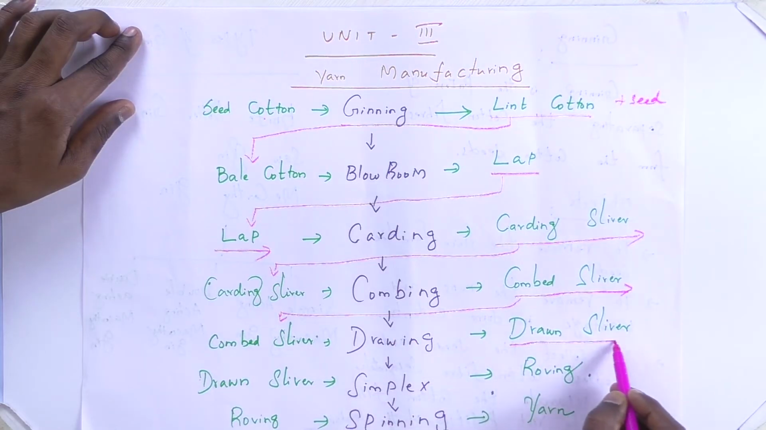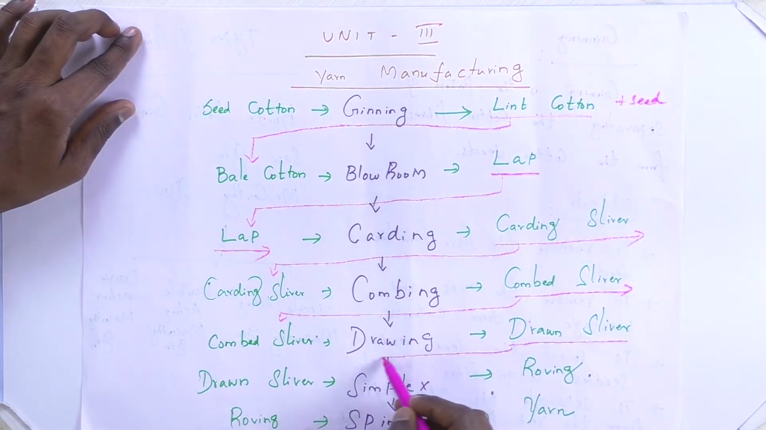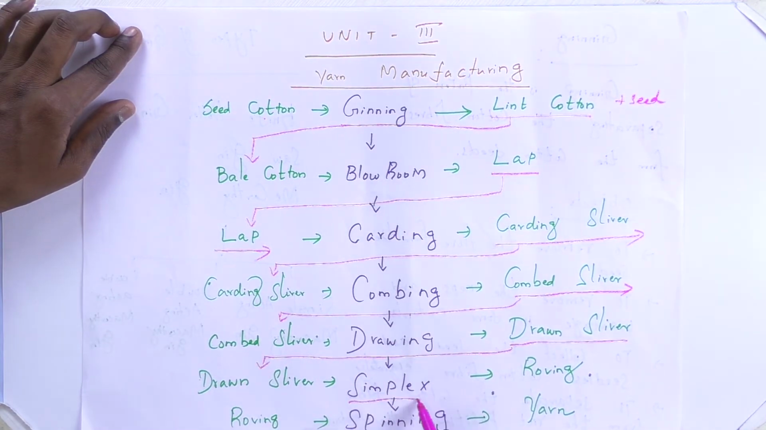The main object of the draw frame is doubling and drafting. Here 8 or 6 slivers are combined together to form a single sliver. In this way we can improve the uniformity of the fibers. The output of the draw frame is drawn sliver. This is the feed material for the simplex process.